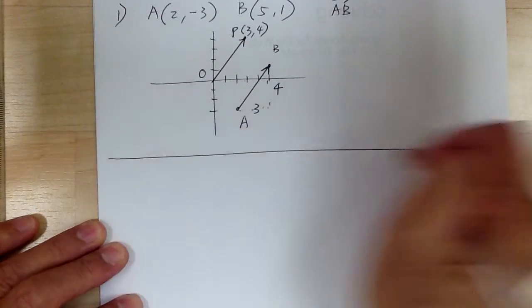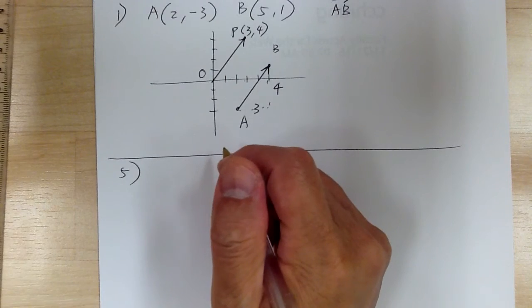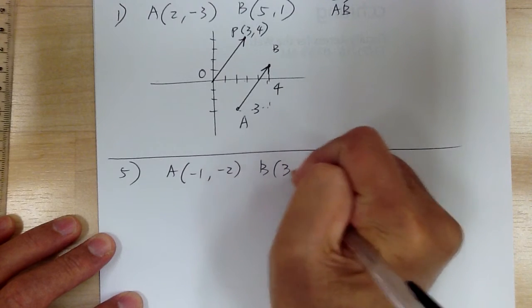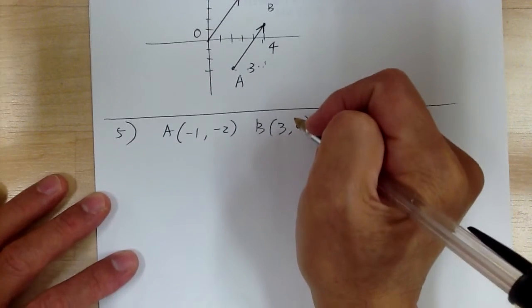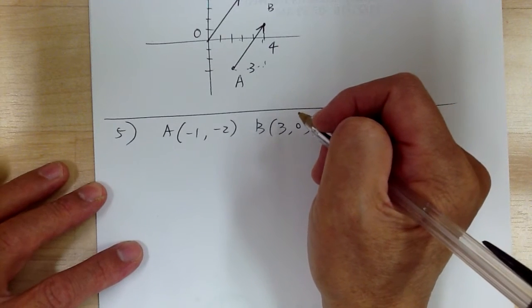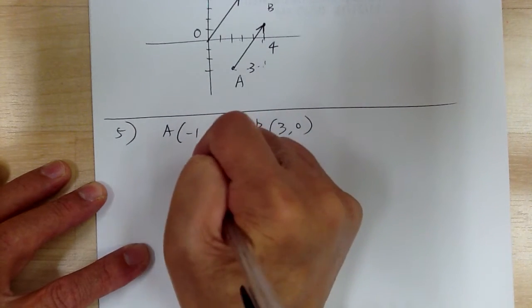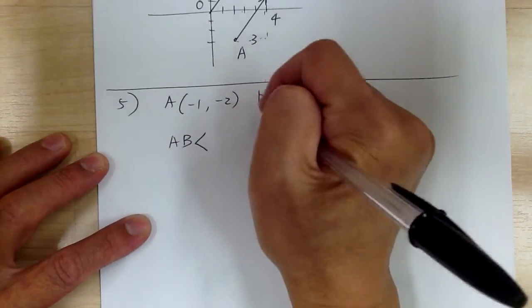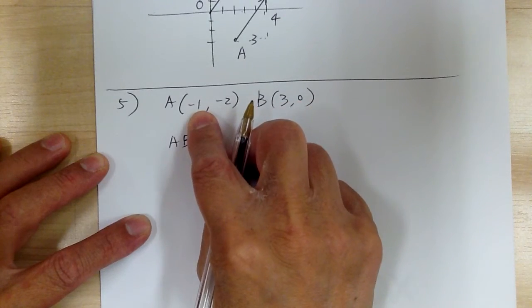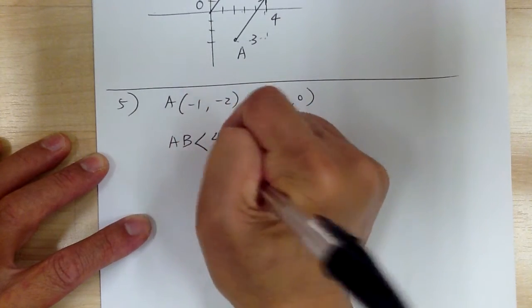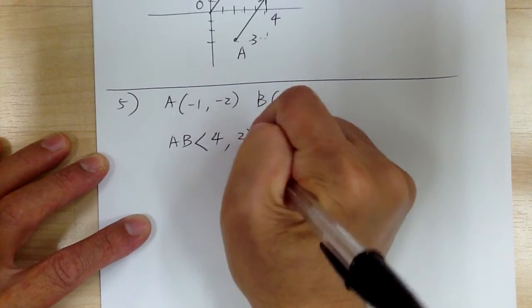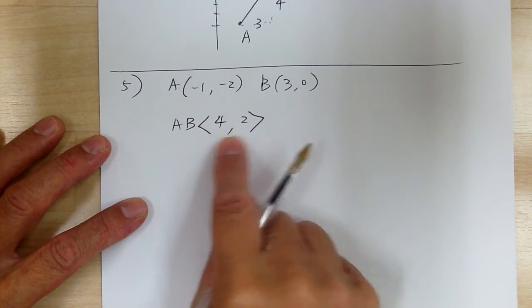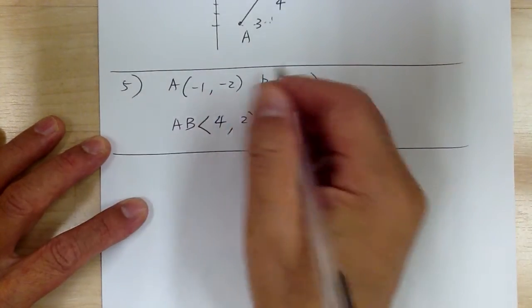Let's go to number 5. You have a point A at (-1, -2) and B at (3, 0), and you want to find vector AB. Vector AB, you use a caret, is the end point minus the initial point. So 3 minus -1 gives you 4, and 0 minus -2 gives you +2. So the vector AB means you go 4 in the x direction, 2 in the y direction. Okay, and that's the answer.